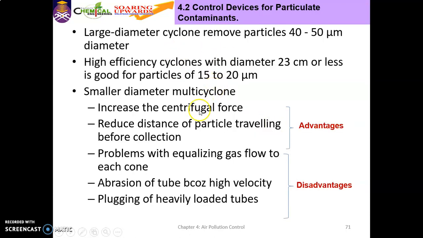So the advantages of the cyclone: with a multicyclone you can use a smaller diameter, which increases the centrifugal force and reduces the distance particles travel before collection. The disadvantages are the problem of equalizing gas flow to each cone, and plugging will occur. Cyclones we can divide into two, which are multi-cyclone and single cyclone.